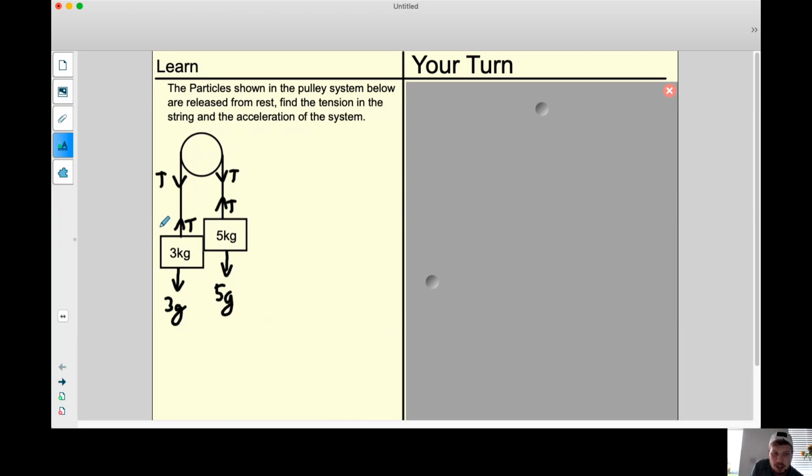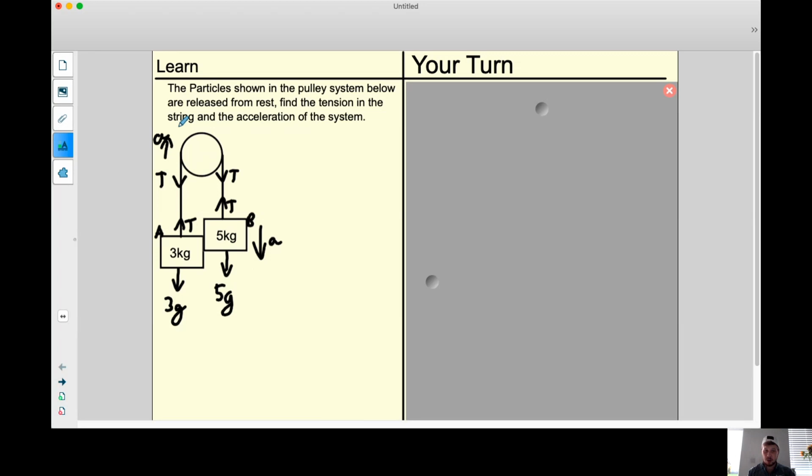Just for easiness, I'm going to label these. So this is going to be particle A, and this is going to be particle B. And before we do any maths, I want to think about what's going to happen in this system. If I release these from rest, what's going to move first? Well, they'd move at the same time, but what's going to move in what direction? So I've got a weight of 3 kilograms and 5 kilograms. So naturally, the 5 kilograms would drop and the 3 kilograms would rise up because this is heavier. So my system is going to be accelerating downwards on the right-hand side, and on the left-hand side, it's going to be accelerating upwards.